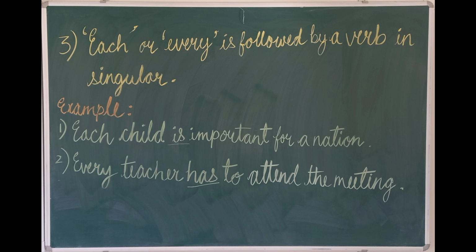Number three, each or every is followed by a verb in singular. It means with each or every, we will use the singular form of noun and the singular forms of verbs. For example, each child is important for a nation. Number two, every teacher has to attend the meeting. Here, in both the sentences, we have used the singular forms of noun and the singular forms of verb with each or every.